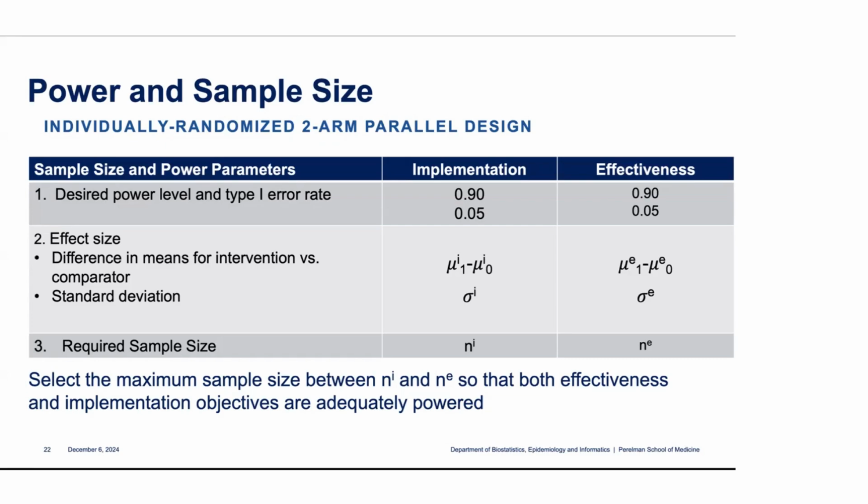So we're going to get a required sample size according to each of these objectives, right? Our N_I and our N_E. And we're going to want to select the maximum sample size across those two so that both objectives are adequately powered, right? So we wouldn't want one objective to be adequately powered and the other one not. So we just want to be aware of selecting the sample size that will result in both being adequately powered, which means that the one that requires the smaller sample size is going to be slightly overpowered, right? But that's part of this process of reconciling the design across the implementation and effectiveness objectives.